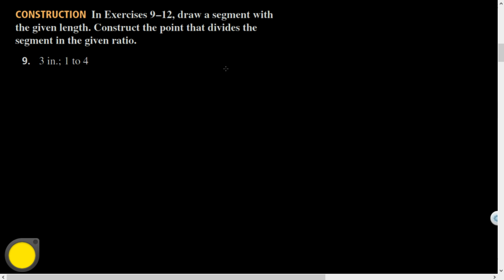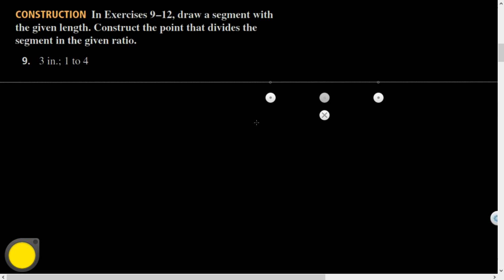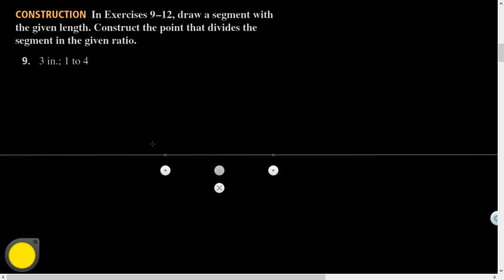All right, here we go. This one's going to scare me. Draw a segment with the given length. We're going to try to make my segment like 3 feet long or something. We'll pretend that's my segment. All right? And construct a point that divides the segment in the given ratio.